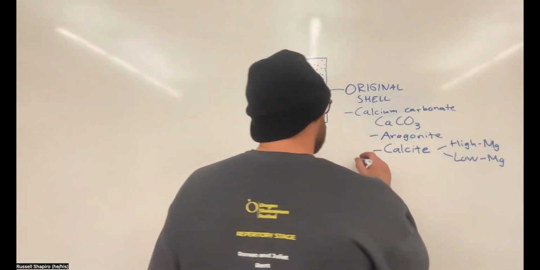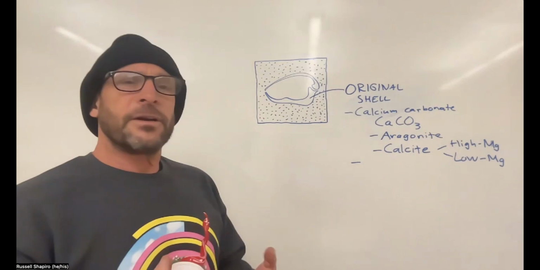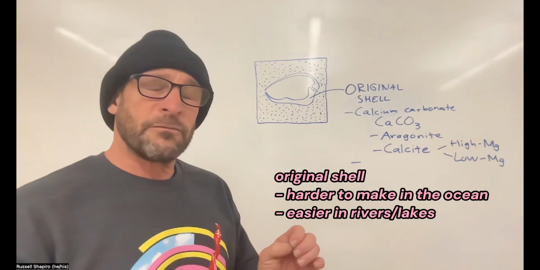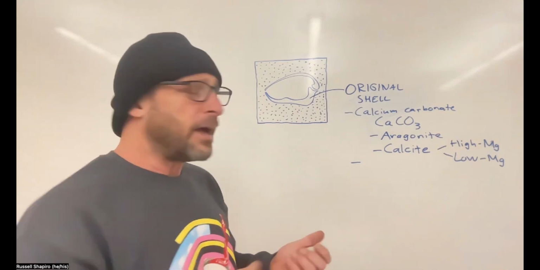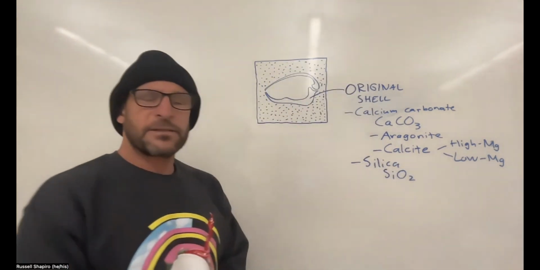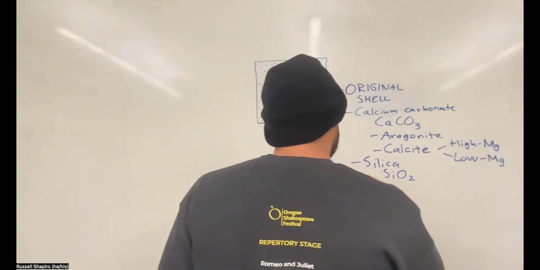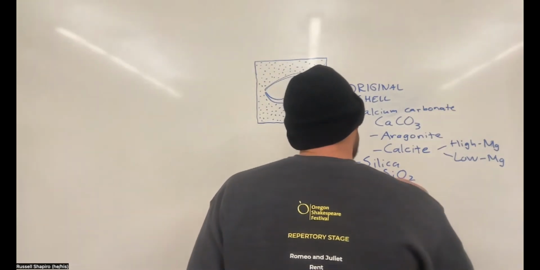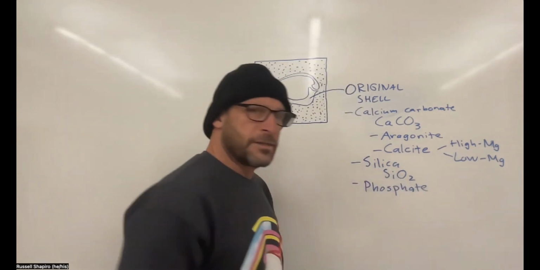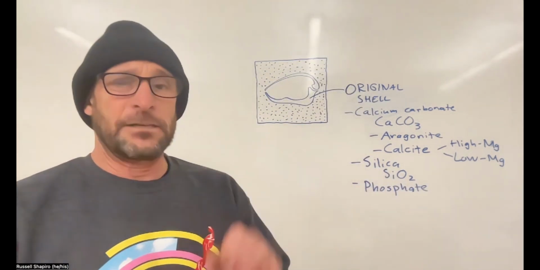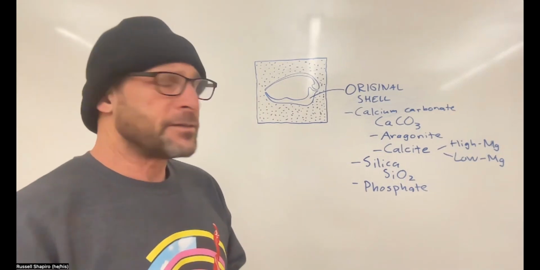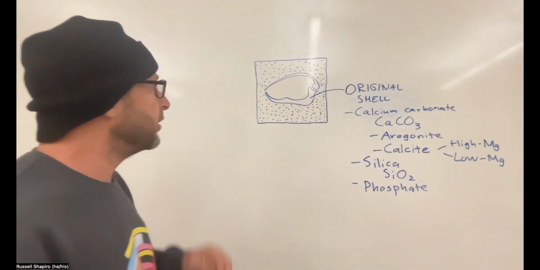There's also a lot of fossils whose living organisms' original shell, it's a little harder to make, particularly in the ocean, a little easier in rivers or lakes, is made out of silica, glass. The equation for that is SiO2. There are some other minerals you might find. Some of these animals make their shells out of phosphate. Super hard, super resistant, nice fossils, but it takes a toll because there's not a lot of free phosphorus around in order to make phosphates. But all of these can be found as the original shell.